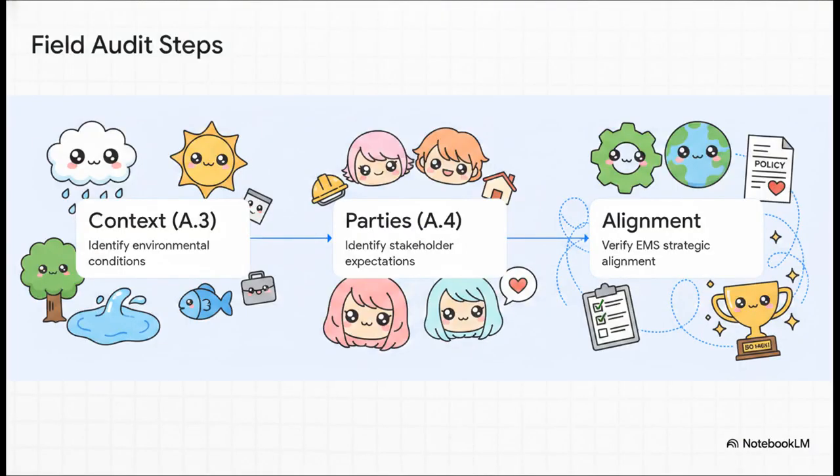So when you're out there in the field, just follow these 3 investigative steps. First, figure out what environmental conditions exist. Second, figure out who cares about them. And third, verify that the organization's objectives and operational controls are actively addressing those intersections. You're basically making sure their policies aren't just empty corporate speak, but are actually solving real-world challenges.